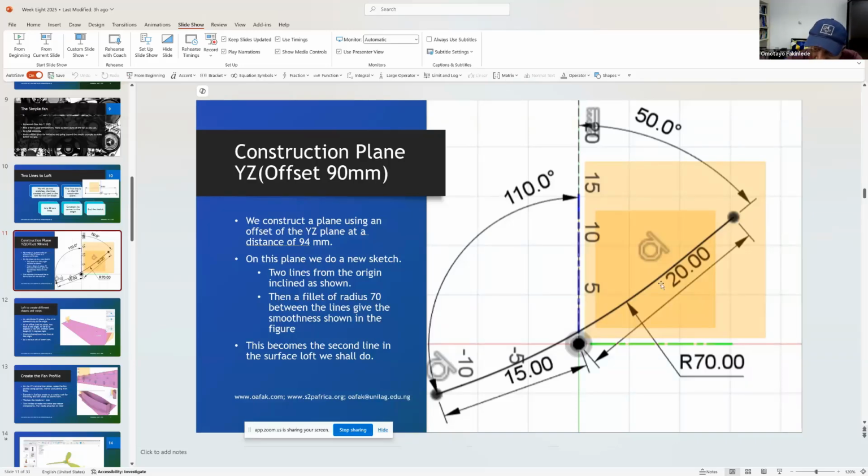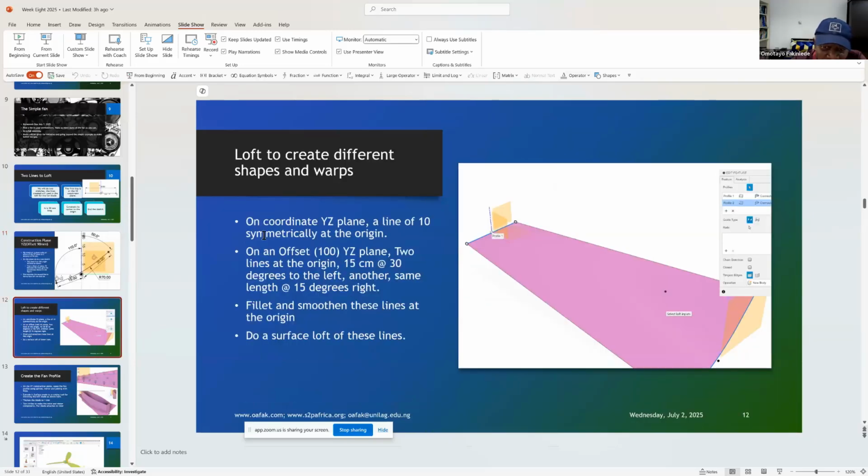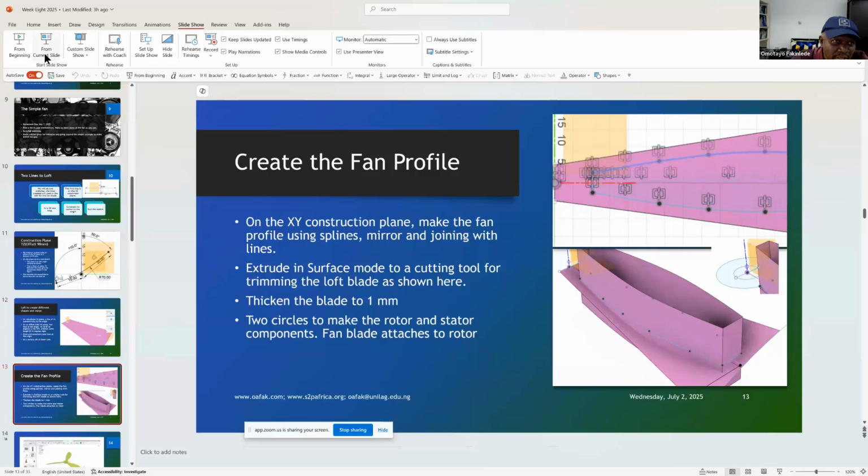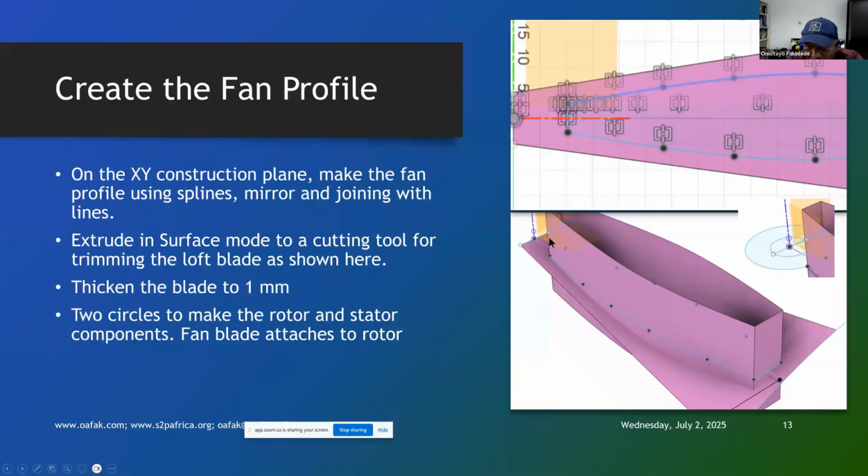And when we did it, we did a filleting at the origin, which created an arc that went into those lines. You can see something like this was done. Then after that, we went and created this loft between those 2 lines. After creating that loft, the next thing we did was to create a profile, and then we used that profile as a cutting tool to cut the blade that we created before.